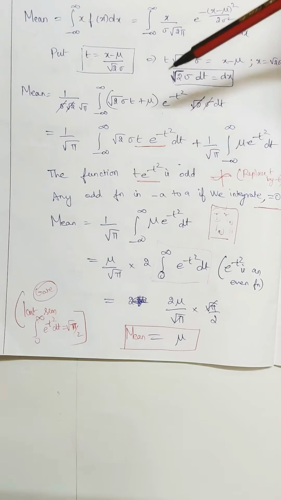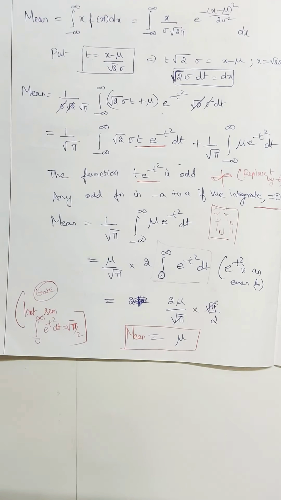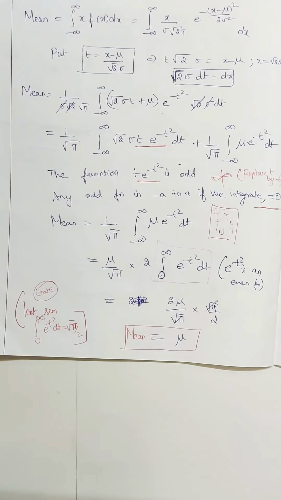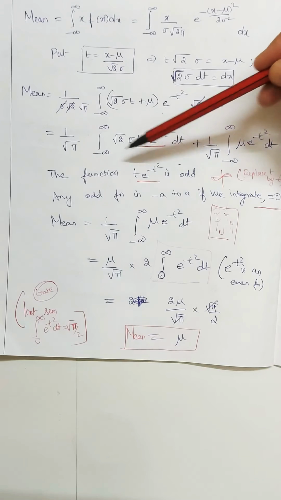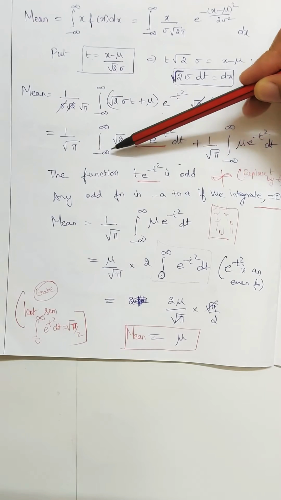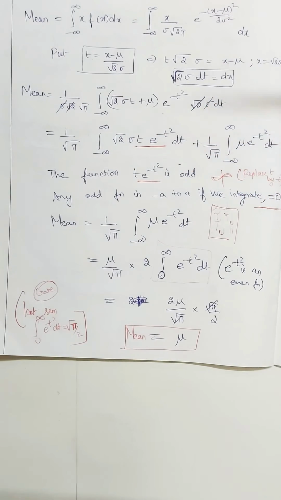Now this looks a little hectic, but if you see this function t e power minus t square, is this an even function or an odd function? It's an odd function, correct? We have solved problems in Fourier series by checking the nature. Either you can see the graph or replace t by minus t. You will get the negative of the same function. So the function is odd. If you integrate an odd function from minus a to a, the integral value is 0. So if you integrate an odd function from minus infinity to infinity, the entire first term will become 0. So only the second term remains.